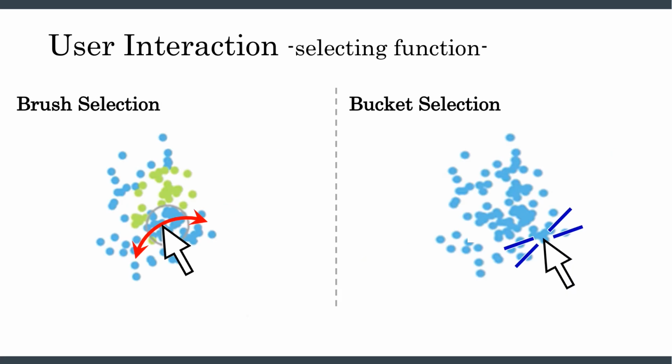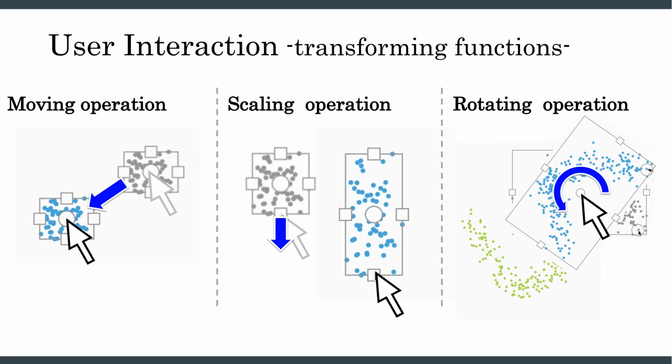Brush selection tool selects data points under the mouse cursor after dragging. Bucket selection tool selects a group of nearby data points after clicking. Transforming functions allows the user to change a cluster's position and shape. We support three functions: translation, scaling and rotation.